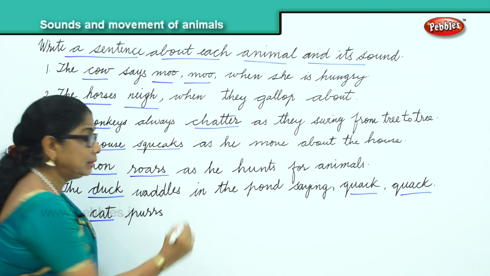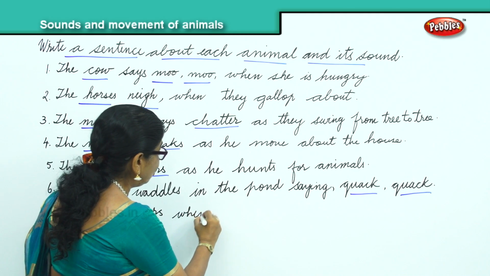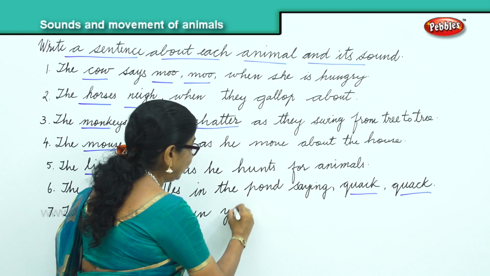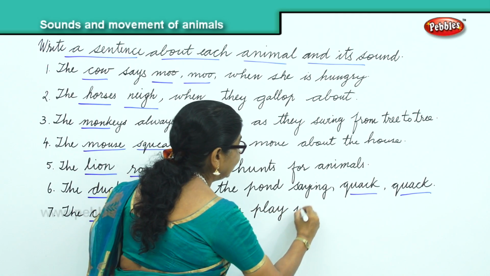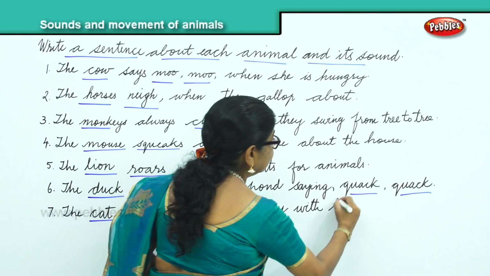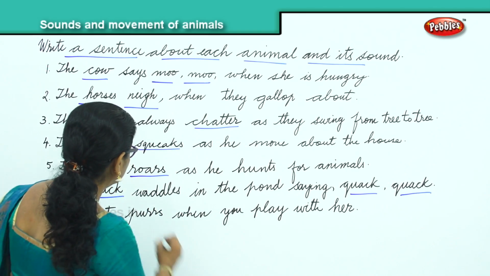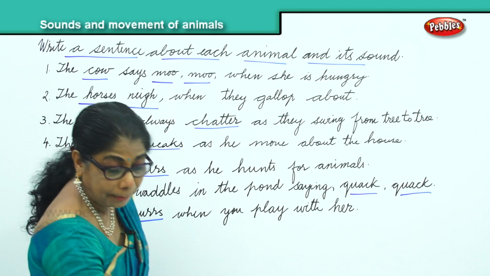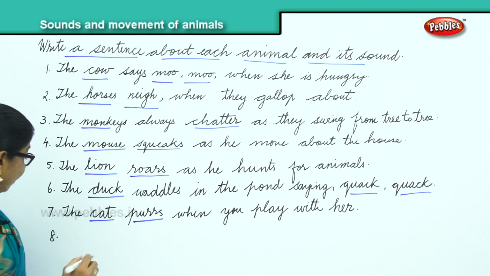The cat purrs when you play with her. You play with your pet cat, no? When you play with her, she'll say purr, purr all the time. She's very happy, that means. The cat purrs. And then, let's take one more animal, the dog.